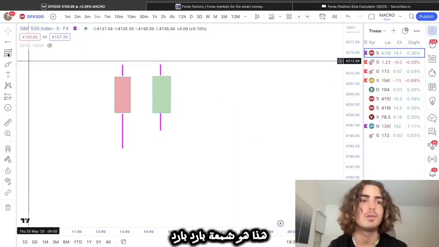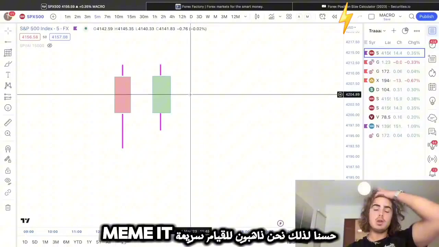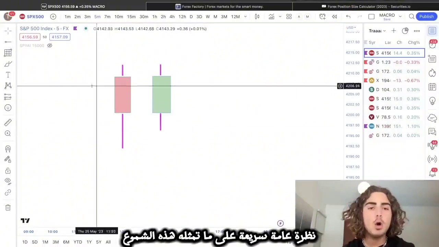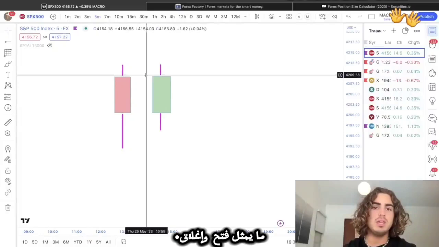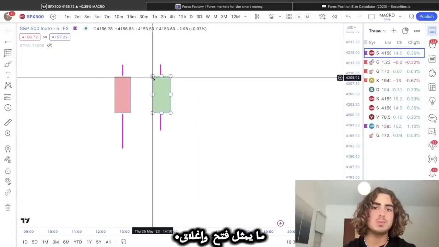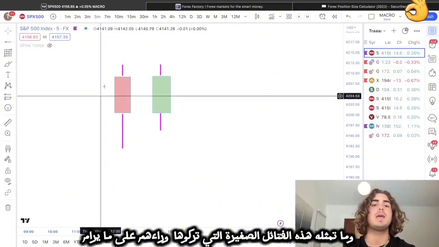That's a down candle. This is an up candle. Cool, cool. Okay, so we're going to do a quick overview of what these candlesticks represent, what the open and the close represents, what the body represents, and what these little wicks that they leave behind represent, okay?